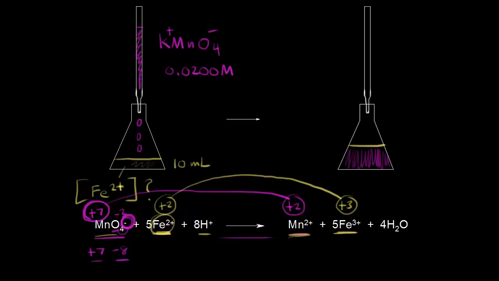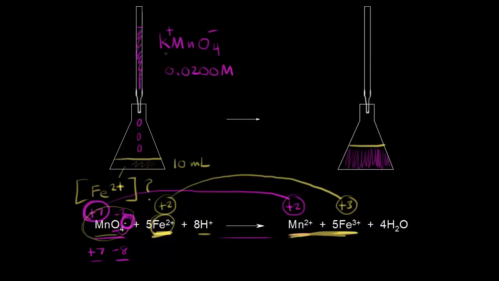And the reason why this is the end point is because our products are colorless. And so if we get some purple color, that must mean we have a tiny excess of unreacted permanganate ions in our solution. And so that means we've completely reacted all of the iron 2+ that we originally had present. And so we stop our titration at this point. We've reached the end point.